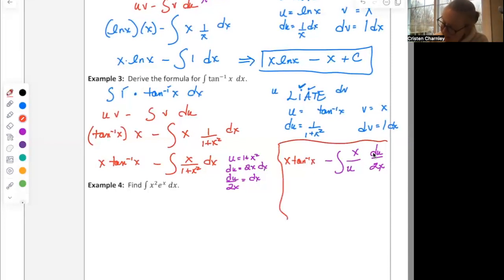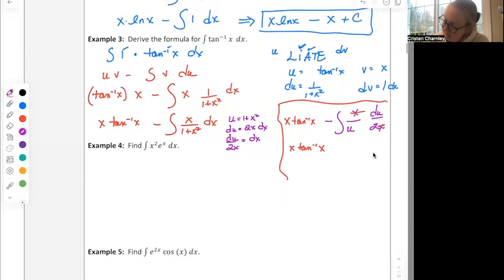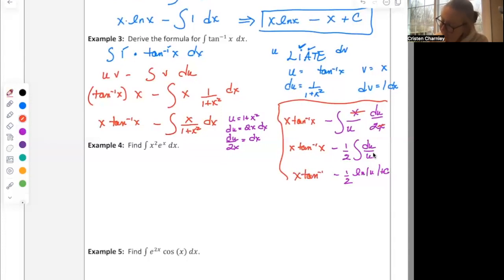The second piece here, I know those x's are going to cancel out. That 1/2 is going to come to the front. Maybe you want to solve this one on the side and then put it with the first half of the problem. Probably be a little less writing than what I'm attempting to do here. 1/2 du over u. The antiderivative of du over u is natural log of u plus c.